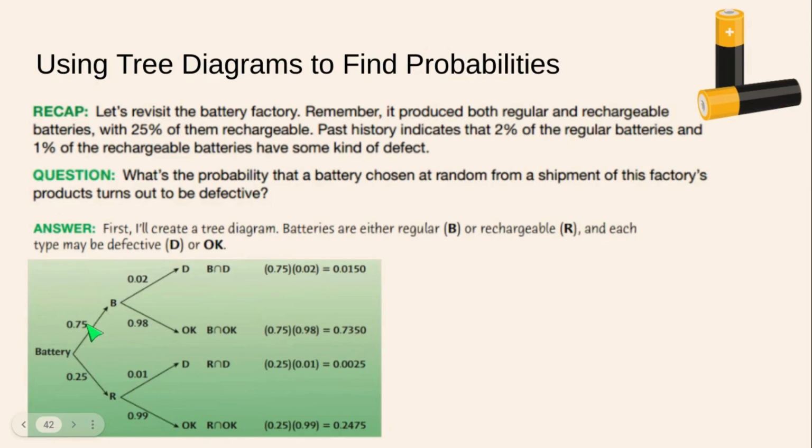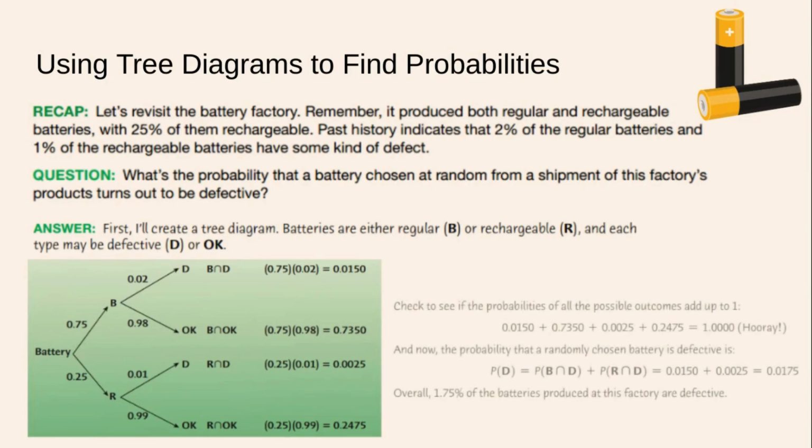So we would do 75% times 0.02, 75% times 0.98, 25% times 0.01, and 25% times 0.99. So we get all of our possible paths here. And there are two ways of getting a defective battery. If we follow this path, which gets that probability, or if we follow this path, which gives us that probability. So it's just addition from there.